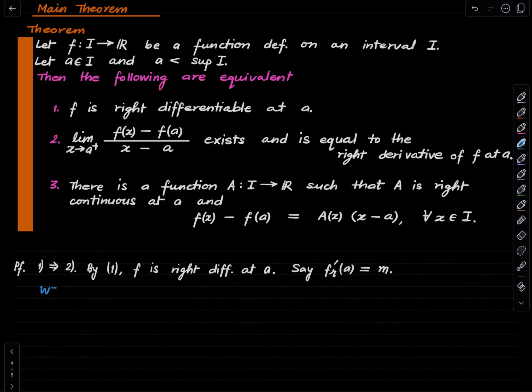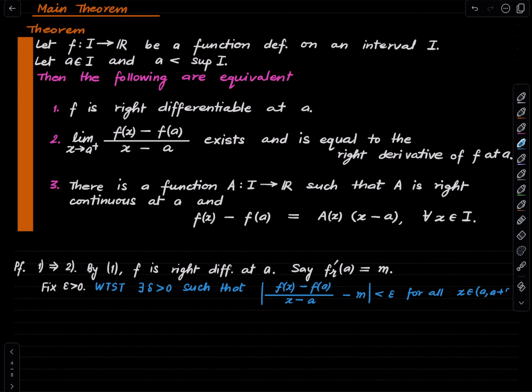All right. And now we want to show 2. So fix epsilon greater than 0. Want to show that there exists a delta positive such that this happens for all x in this right delta deleted neighborhood. Right, this is what we want to show.